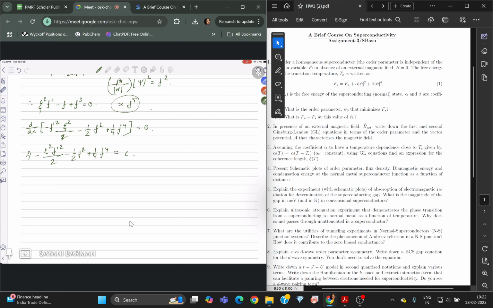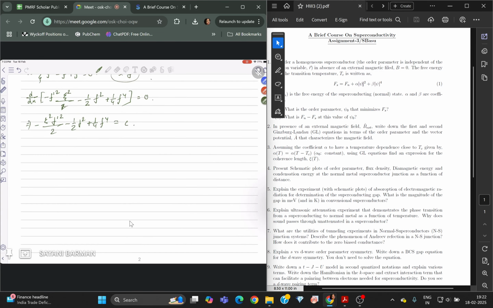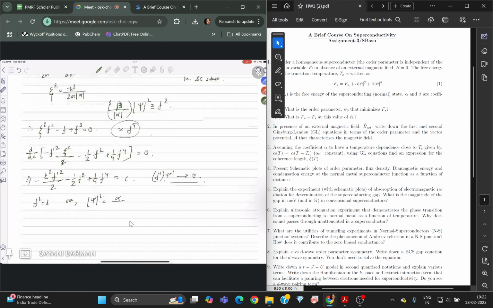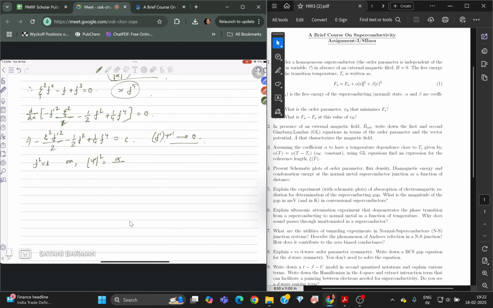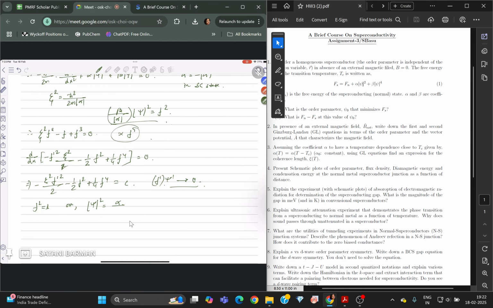Now, this is already written. Far from the boundary, right? So psi prime should be zero. Then this also means f prime, right? So this means f square is 1, or psi square would be from here. Psi square would be just the reverse one of this one.